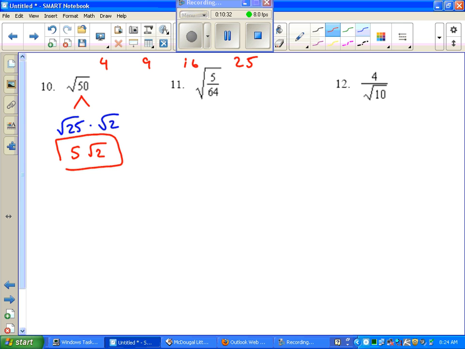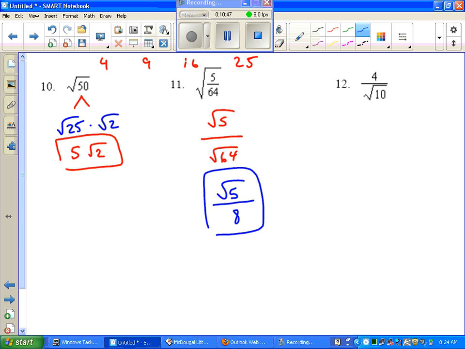For number 11, separate it. The square root of 5 over the square root of 64. Square root of 5, there's no perfect square that goes into that. But the square root of 64 means what times itself is 64? 8 is. And then 4 over the square root of 10 means 4 over the square root of 10.